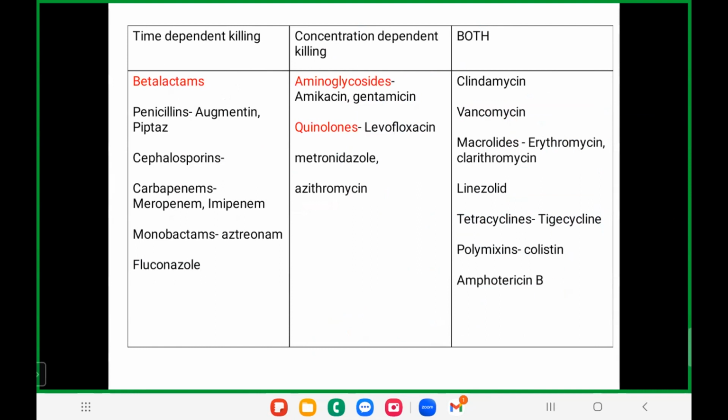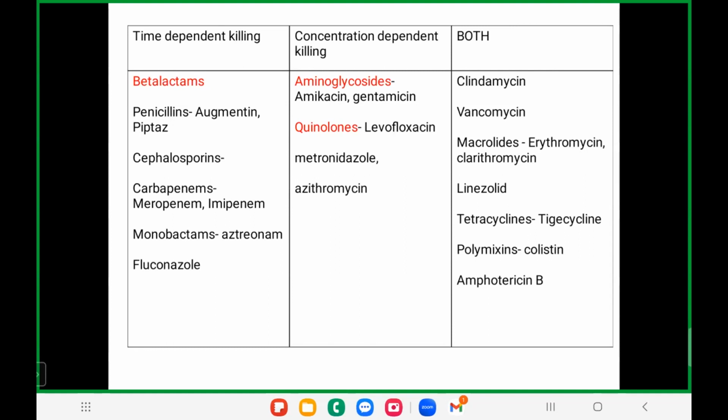So for time-dependent killing, penicillins, all the time they should be above the MIC, so they need frequent dosing. And concentration-dependent like aminoglycosides, like levofloxacin, we are giving OD doses. Even amikacin, we are going to give OD dose. Only metronidazole, I don't know why exactly they put as concentration dependent killing, but they're giving 8th-hourly dosing. I couldn't get the answer for that. If people can search and post in the group, please do.